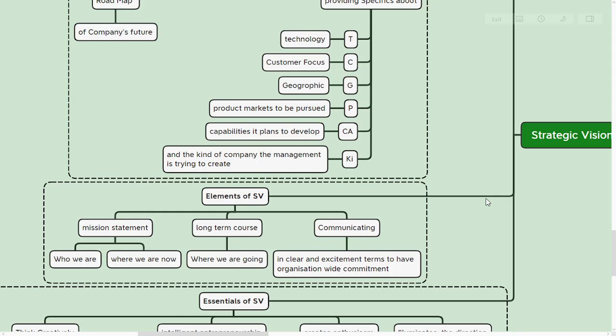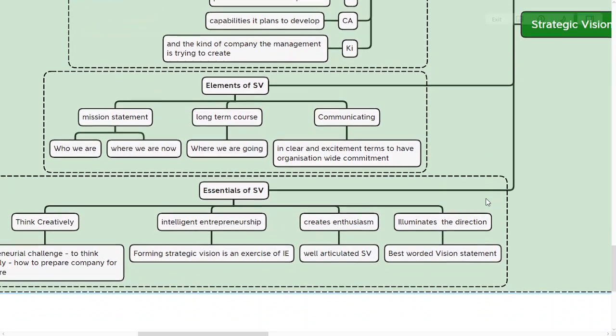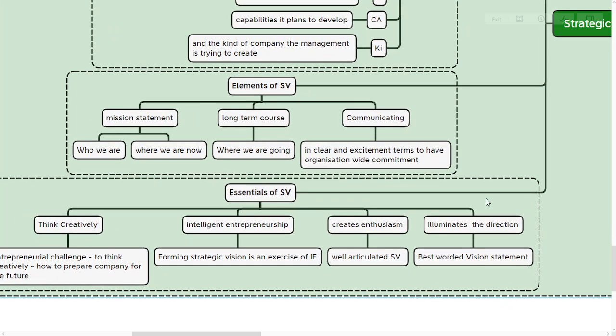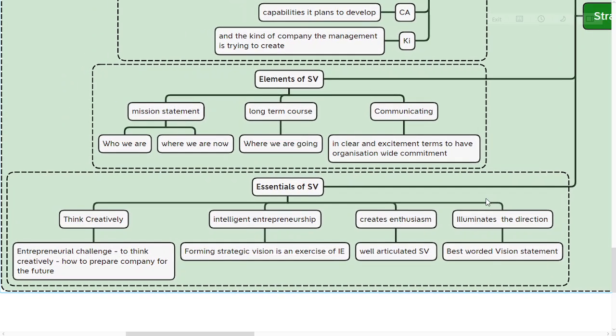Communication has to be done. Elements of strategic vision: mission statement, who we are and where we are now, a long-term course, where we are going, communicating in clear and exciting terms to have organization-wide commitment. Essentials of strategic vision: think creatively.